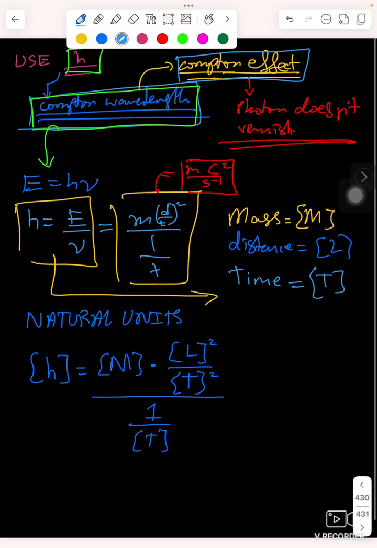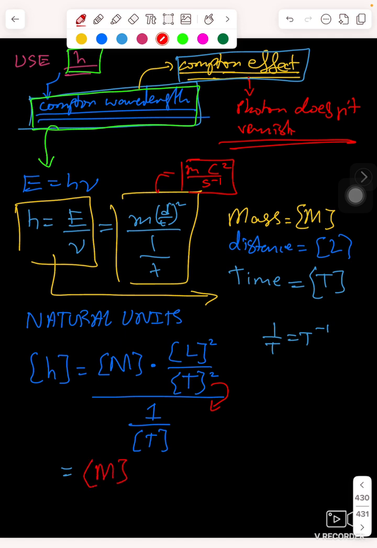Now when we simplify, this 1 over t is the same as saying t to the power minus 1 if we bring t up. So this t can even be written at the bottom. So it becomes m times L square over t. Since it's t square and this t becomes negative, 2 minus 1 is equal to 1. Now this gives us our simplified version, which is this.